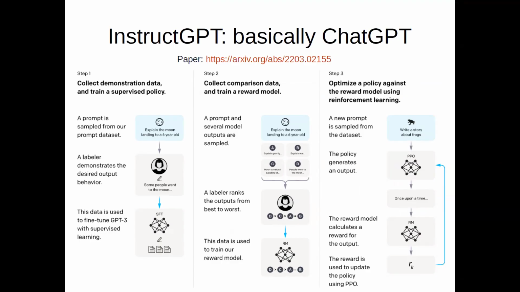Last time we stopped on this InstructGPT paper that described three stages of how they actually trained ChatGPT 3.5. The first stage was to collect dialogue data, questions and answers, and fine-tune a large language model on this data.